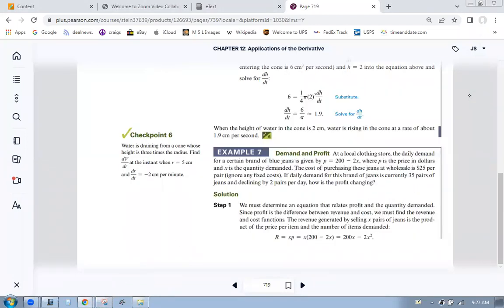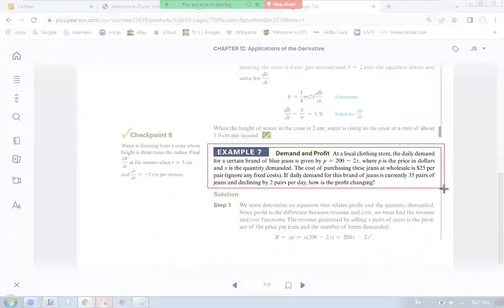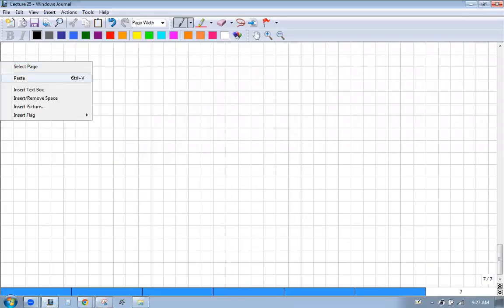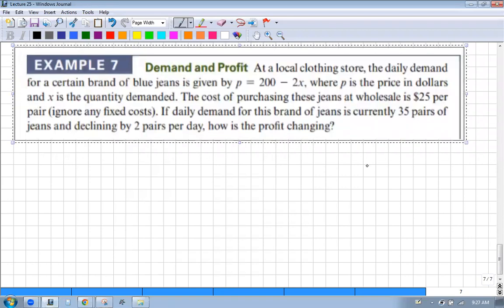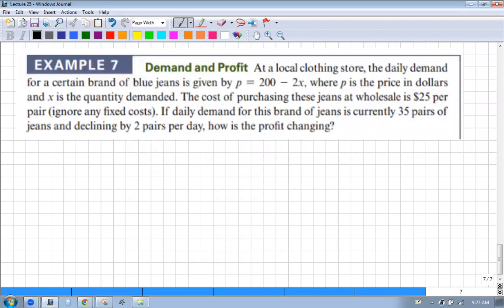There we go, business one, demand and profit. At a local clothing store, the daily demand for a certain brand of blue jeans is given by p equals 200 minus 2x, where p is the price and x is the quantity demanded. The cost of purchasing these jeans at wholesale is $25 per pair. Ignore any fixed cost. The cost of purchasing these jeans, okay?